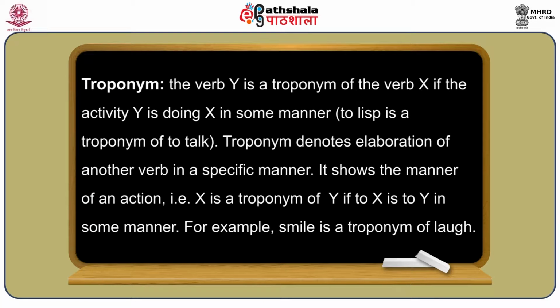Troponym. The verb Y is a troponym of the verb X if the activity of Y is doing X in some manner. To lisp is a troponym of to talk. Troponym denotes elaboration of another verb in a specified manner. It shows the manner of an action. That is, Y is a troponym of X if Y is to X in some manner. For example, smile is a troponym of laugh.